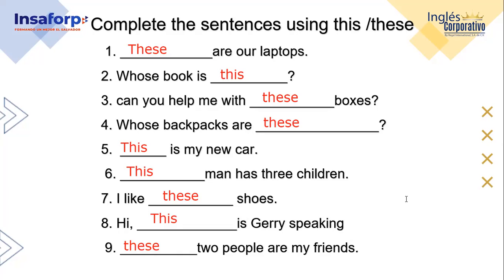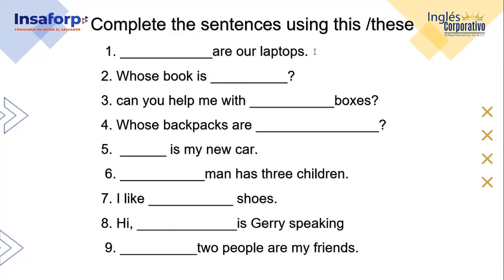So I have: These are our laptops. Whose book is this? Can you help me with these boxes? Whose backpacks are these? This is my new car. This man has three children. I like these shoes. Hi, this is Jerry speaking. These two people are my friends. Thank you so much. Excellent job in this part. Any question? No question. Okay, thank you so much. Let's go with the next exercise then.